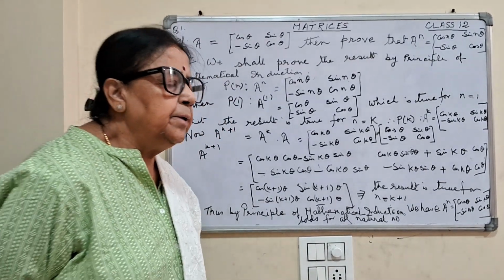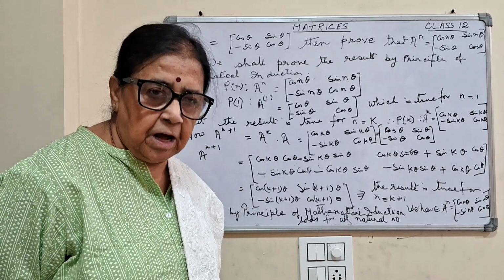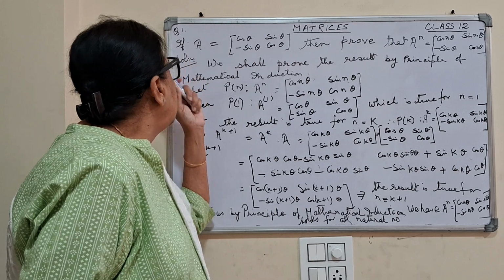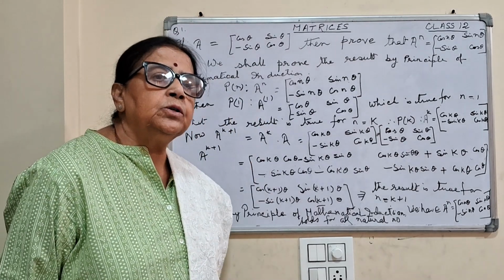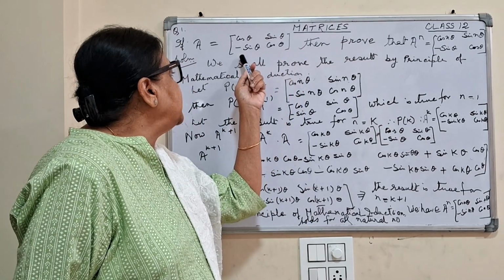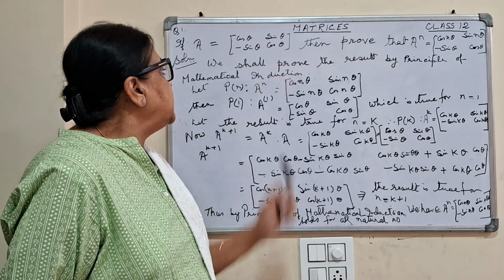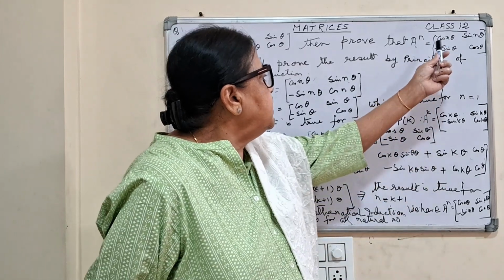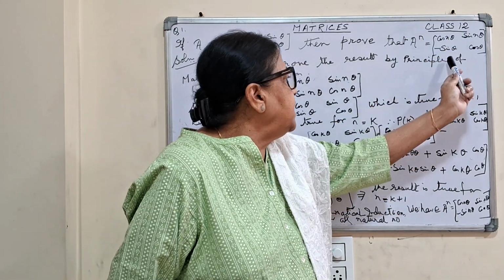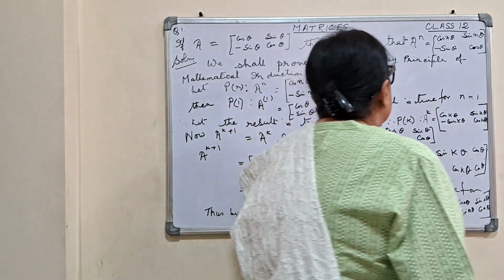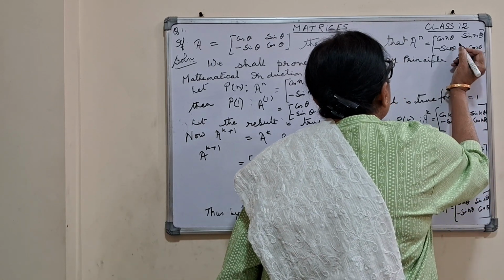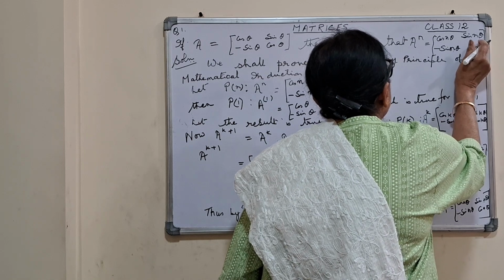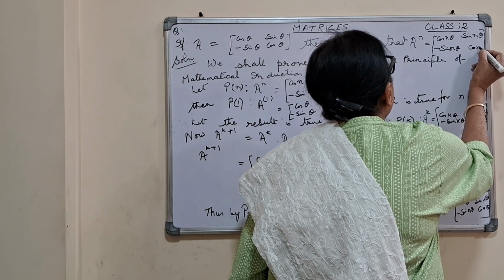Problem, and we will solve it by mathematical induction. Okay, this is question number 1. If A is equal to [cos theta, sin theta; minus sin theta, cos theta], then prove that A raised to the power n will be [cos n theta, sin n theta; minus sin n theta, cos n theta].